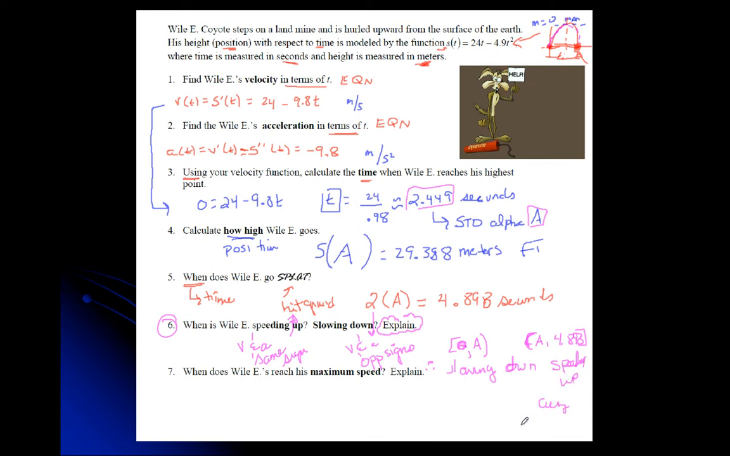Because velocity and acceleration have the same sign. That's all they need for the explanation. Talk about the signs of velocity and acceleration. Are they the same or are they opposite? Speeding up, slowing down. The signs on the slopes either match or not, whether the slope values are going up or down or not.